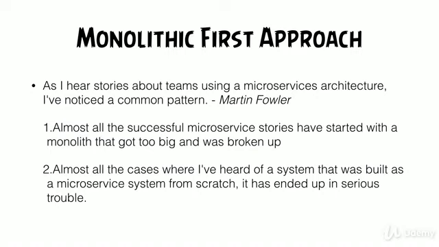Martin Fowler is one of the brilliant minds in the software development community. I'm going to link to this article that he wrote about microservices and some of the observations that he had. And I just want to talk through them real quick. So he writes, as I hear stories about teams using a microservices architecture, I've noticed a common pattern. One, almost all successful microservice stories have started with a monolith that got too big and was broken up.